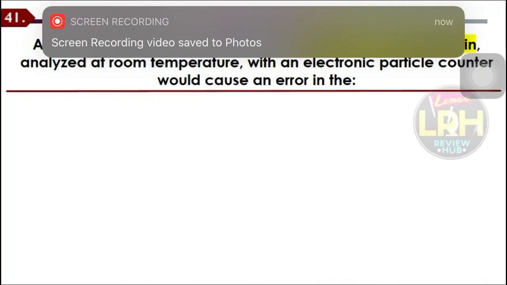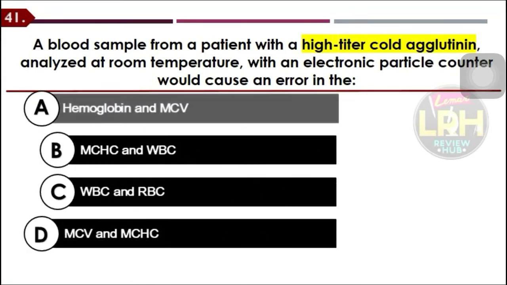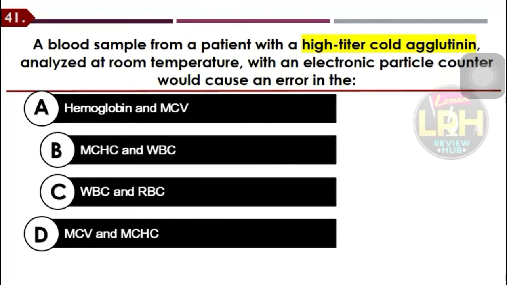Number 41, a blood sample from a patient with a high titer cold agglutinin analyzed at room temperature with an electronic particle counter would cause an error in the blank. Is it letter A, hemoglobin and MCV, letter B, MCHC and WBC, letter C, WBC and RBC, or letter D, MCV and MCHC? Take note, po, high titer cold agglutinin. Correct answer po is letter D, MCV and MCHC.